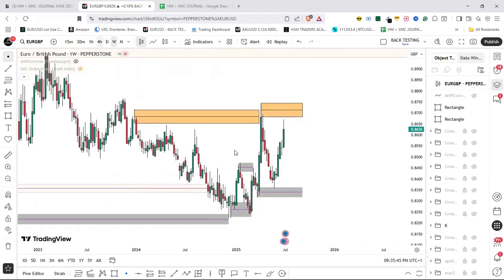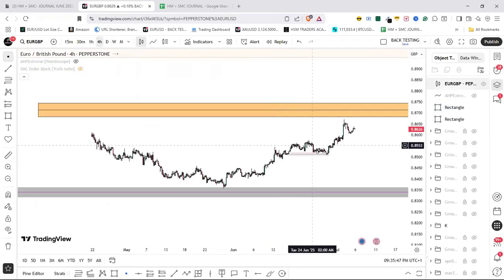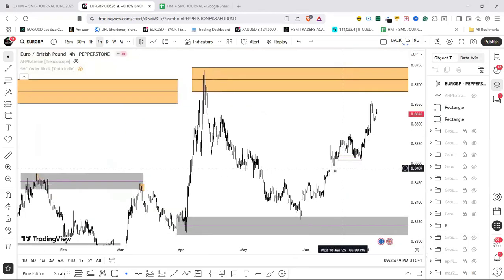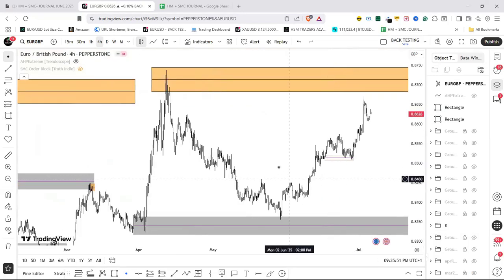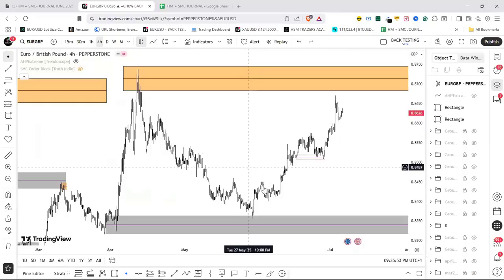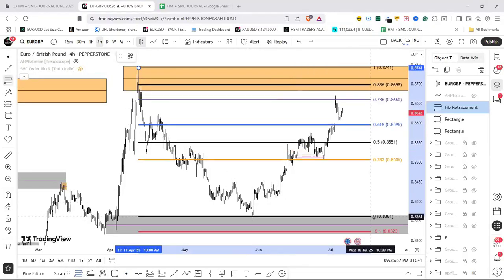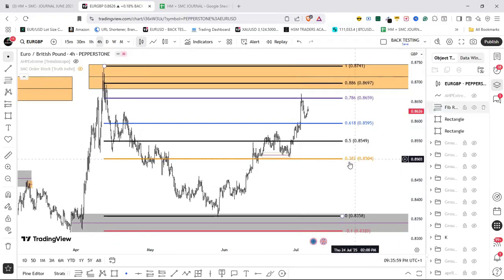So I don't know if we have anything. I'm going to look at the setups for this week. We'll look at how to take advantage, but I'm not seeing anything at all. First of all, from this point to this point, you can see we have 0.382. So I'm not seeing anything at all.